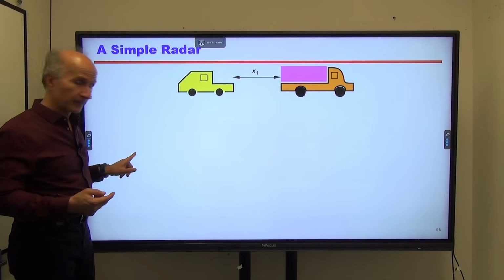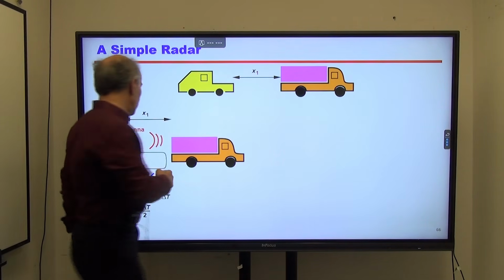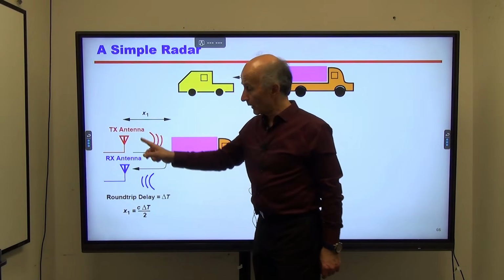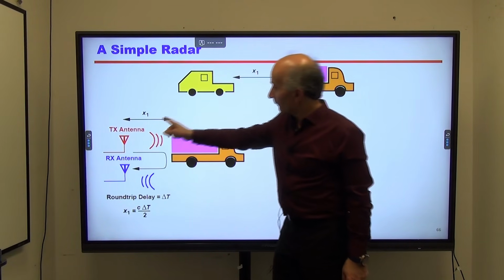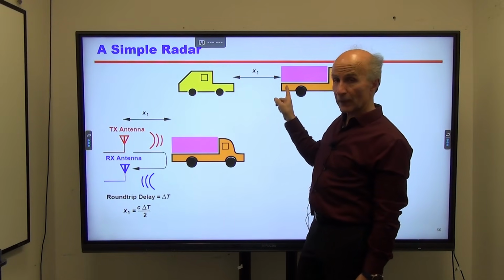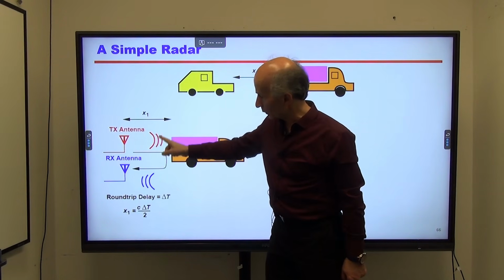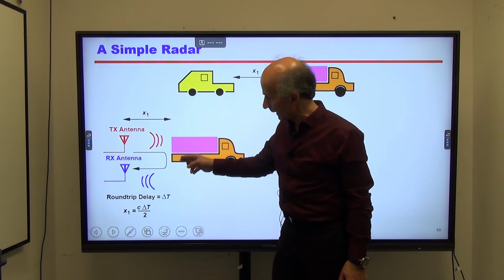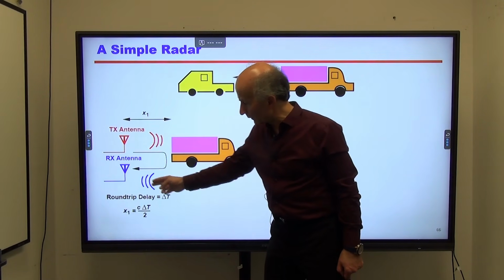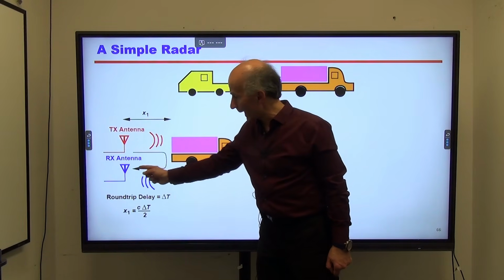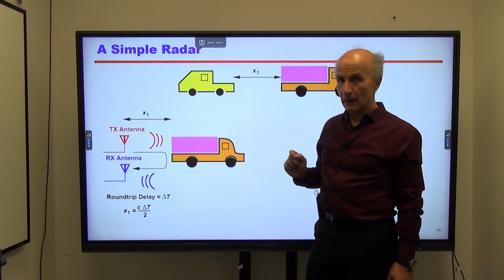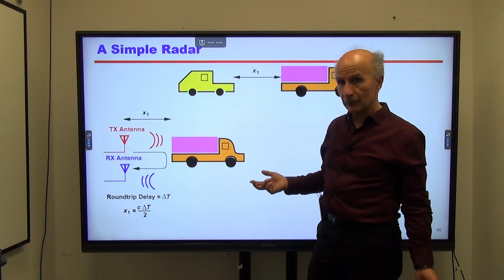So here's our system. We're going to take a transmitter that generates a radio wave. This radio wave propagates, for example, from here towards the truck, and is shown by this red wave. Then it hits the truck and is reflected. When it's reflected, we call it the blue wave. This blue wave comes back and reaches the receive antenna. Now we can see the round trip delay.